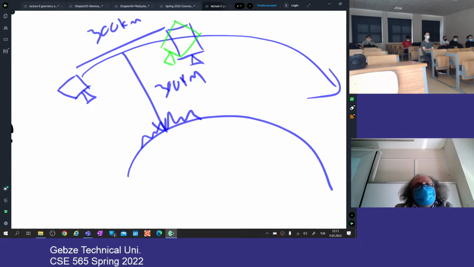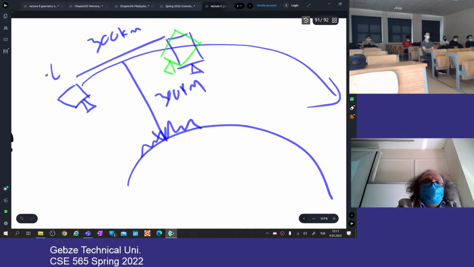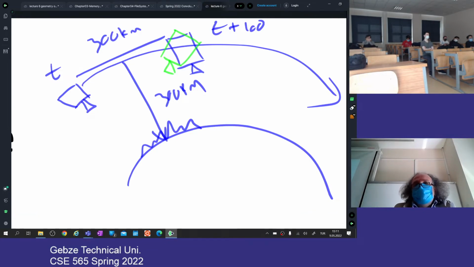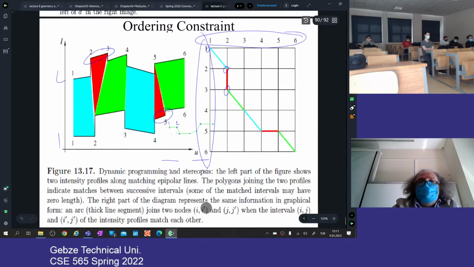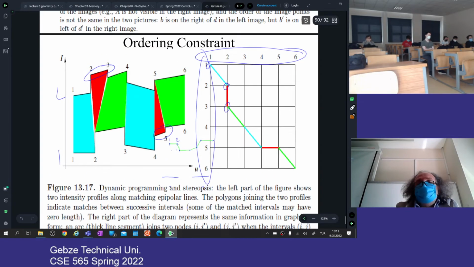Of course, you might say that there is a difference between this at time t and this at time t plus 100 minutes or seconds, so this is not stereo. But on the world surface, you don't see much change in just 100 seconds or 100 minutes, right? Unless there is an earthquake or something like that. So it works. This one is very valid.